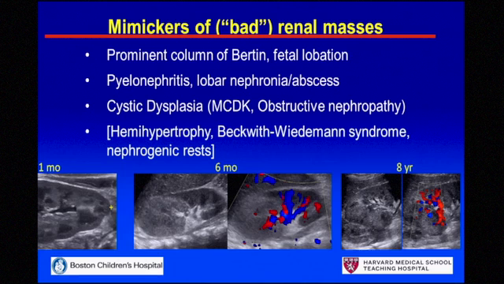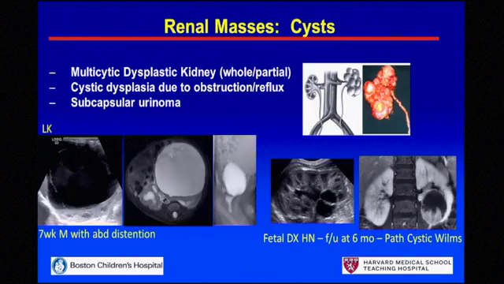And of course, cystic dysplasia, as can be seen in multicystic dysplastic kidney or obstructive nephropathy, can cause findings that mimic malignant masses. And we'll talk a little bit later about some of these syndromes where screening for tumors is recommended. So back to mimickers, specifically cysts.